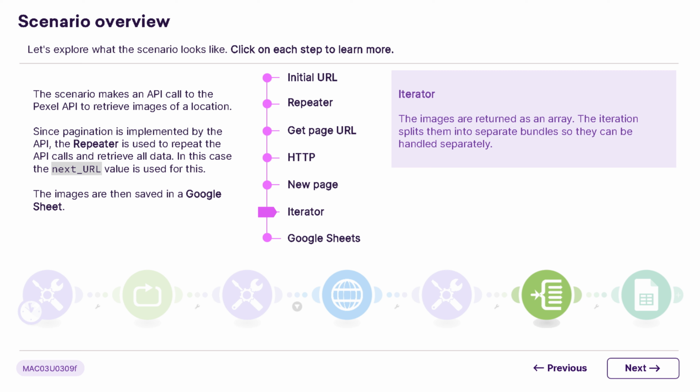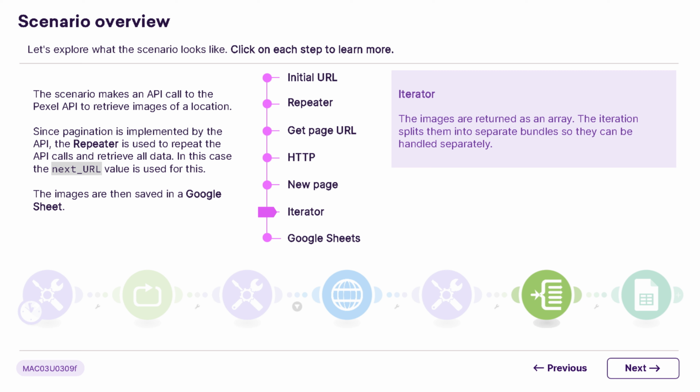In this scenario, we're leveraging the Pexels API to access images of a specific location. The process begins by making an initial API call. Because the Pexels API uses pagination to manage data, it doesn't deliver all images at once. Instead, we use a repeater to make multiple calls. This ensures we gather all available images by continuously updating with the next URL provided by the API.